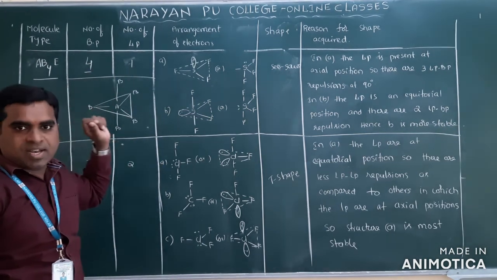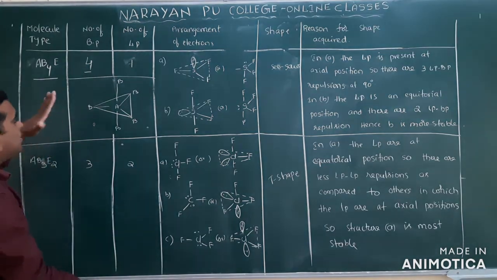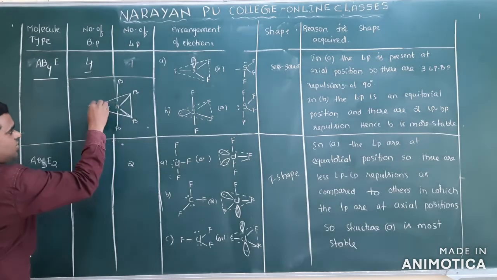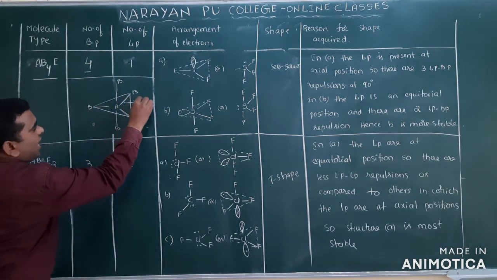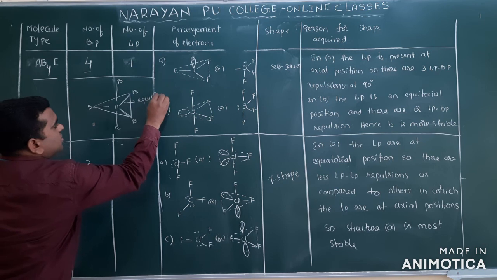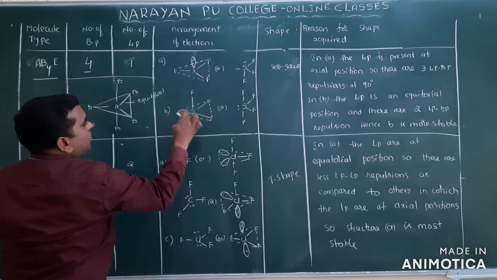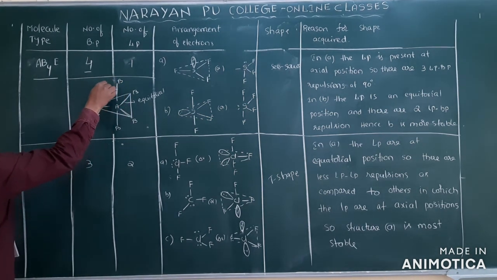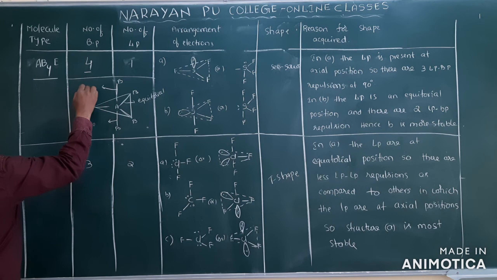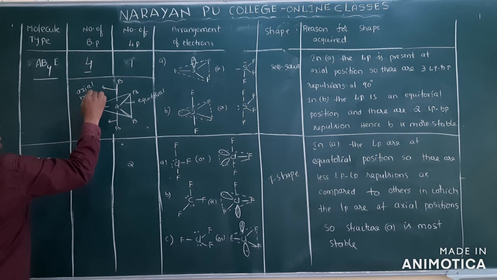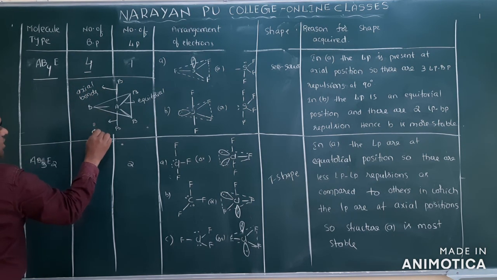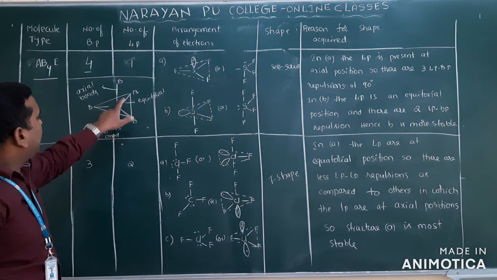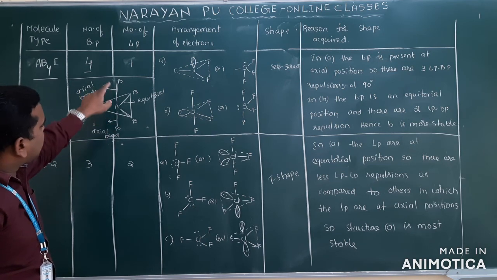But here one lone pair is there. So where do we have to keep that lone pair? In this trigonal bipyramidal, the 3 bonds in the triangle we will call equatorial bonds. These are equatorial bonds. And the ones that are pyramid-like, these we will call axial bonds. So how many equatorial bonds do we have in the trigonal bipyramidal? 3 equatorial and 2 axial bonds.